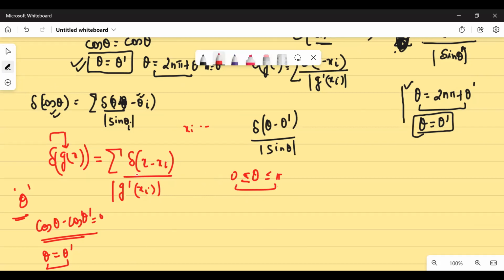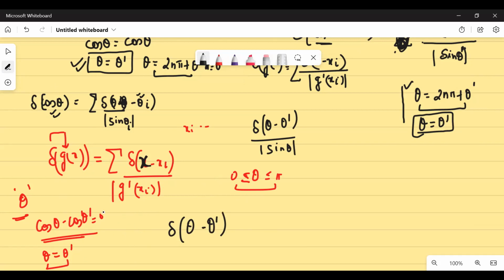Now, understand my point that instead of writing Dirac of cos theta minus cos theta dash, this will be replaced by this variable x. So what is this variable? This variable is theta. And what are those roots which I'm referring to? The roots are theta dash. So cos theta equal to cos theta dash, so this root is theta dash.